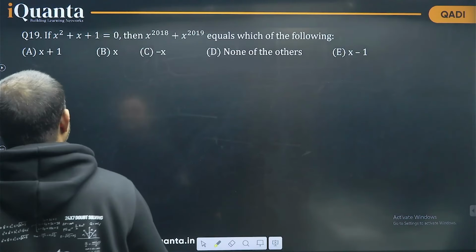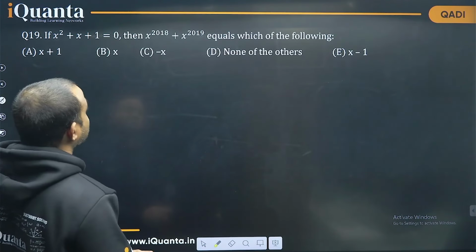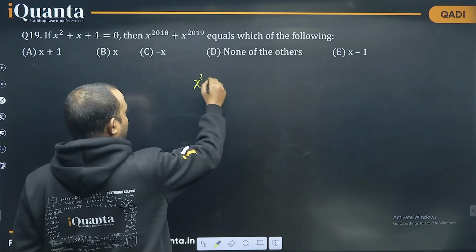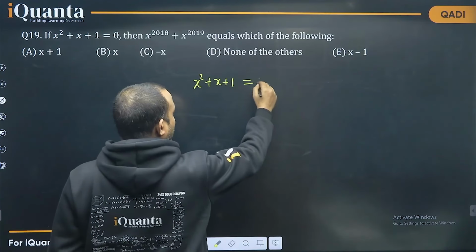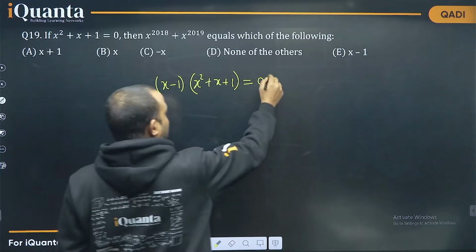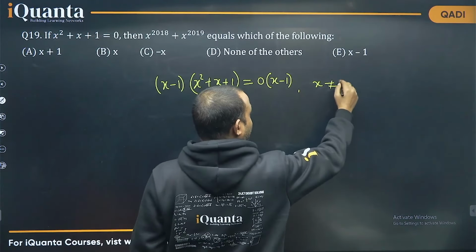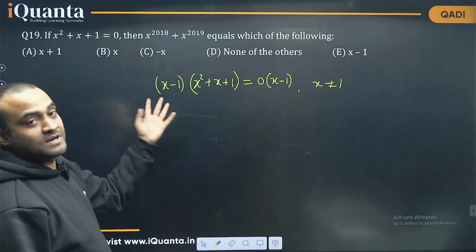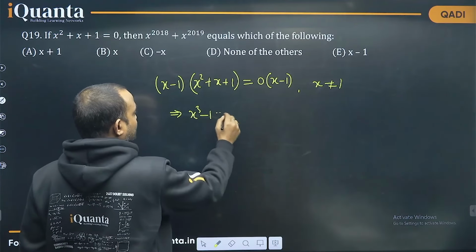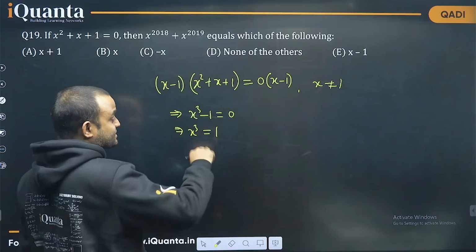If x square plus x plus 1 is equal to 0, then x to the power 2018 plus x to the power 2019 equals which of the following? So what's given? x square plus x plus 1 is equal to 0. Now if I multiply both sides by x minus 1, x should not be equal to 1, because otherwise we would be multiplying by 0 on both sides. Now this becomes x cube minus 1 is equal to 0, or we can say x cube is equal to 1.